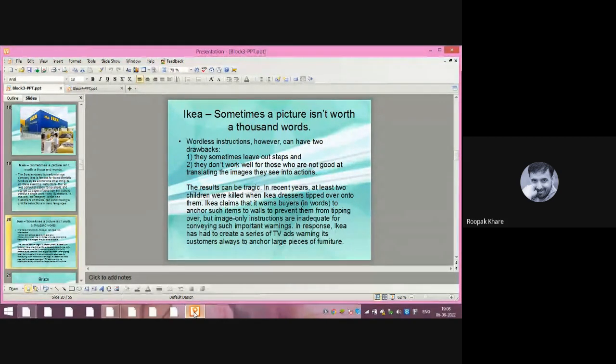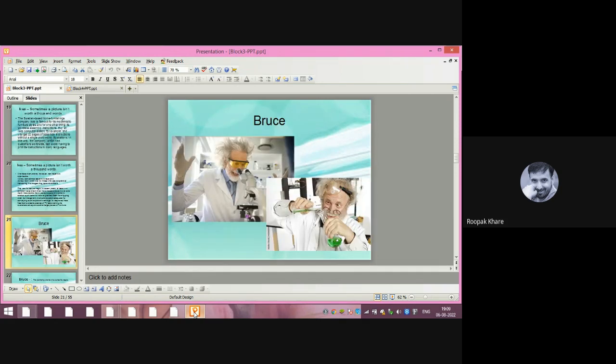For conveying such important warnings, they were using only pictures. In response, IKEA has had to create a series of TV advertisements warning its customers always to anchor large pieces of furniture. So when they were saving on printing, they had to actually do TV ads and spend a lot more money now. Right? Importance of written communication. Now, this is another case.